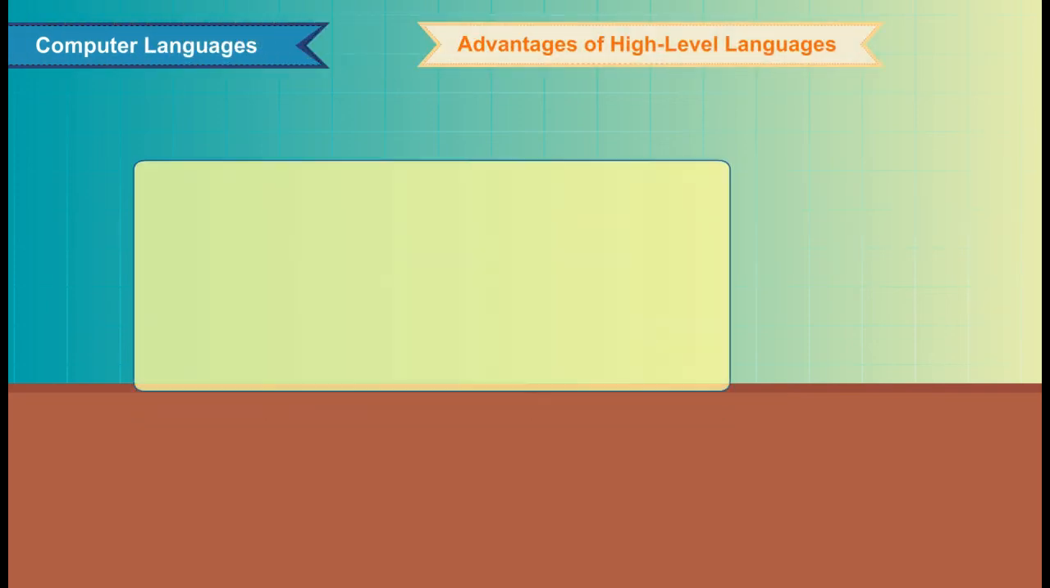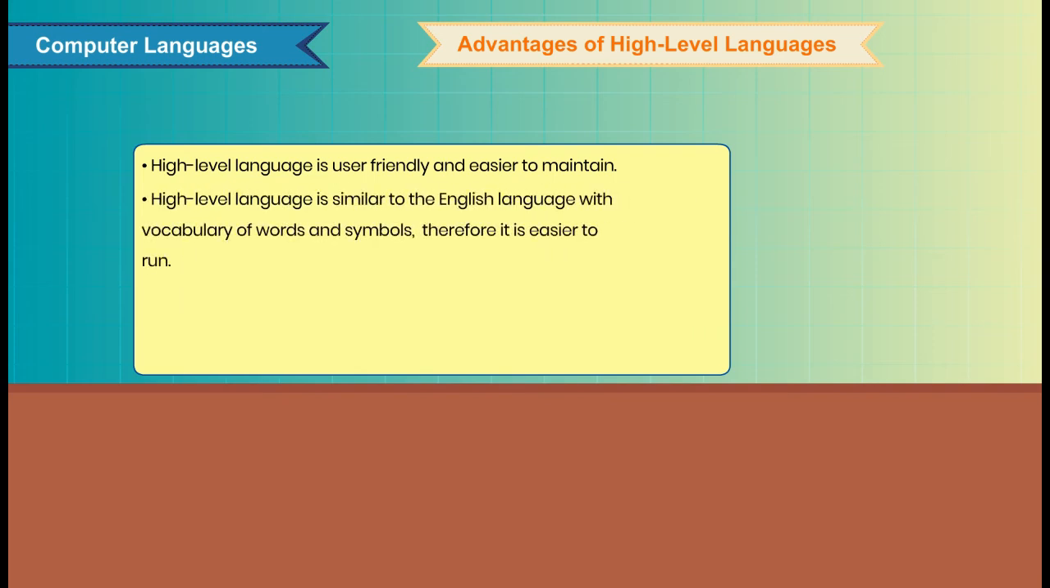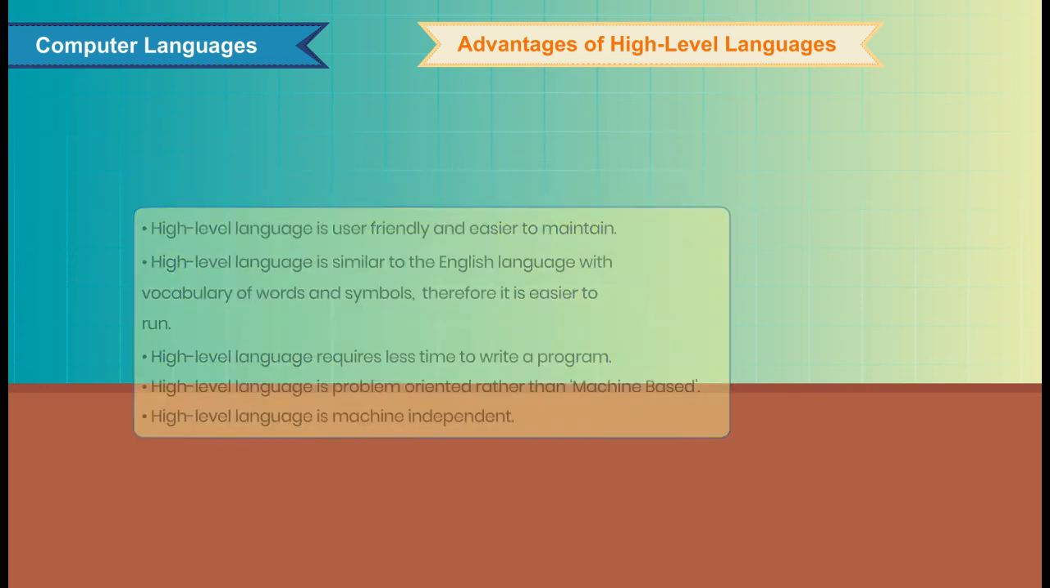Advantages of high-level languages. High-level language is user-friendly and easier to maintain. High-level language is similar to the English language with vocabulary of words and symbols. Therefore, it is easier to run. High-level language requires less time to write a program. High-level language is problem-oriented rather than machine-based. High-level language is machine-independent.